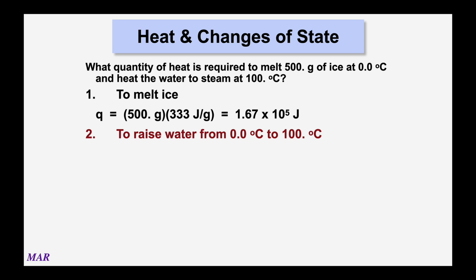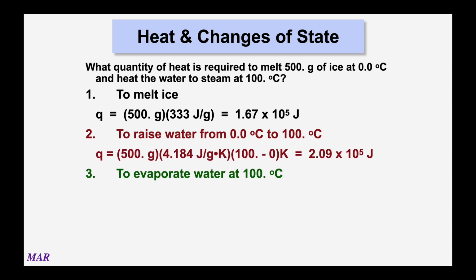Now we're going to raise the water up to 100 degrees Celsius. Remember, we want to turn the ice to gas, and the only way we can do that is if we heat the water to 100 degrees. So this is a Q equals mc delta T problem. 4.184 is the heat capacity of liquid water. Still have 500 grams of water, and the delta T, final minus initial, can be Celsius or Kelvin, doesn't matter. So it's 100 degrees for delta T either way. 3 sig figs, 2.09 times 10 to the 5th joules.